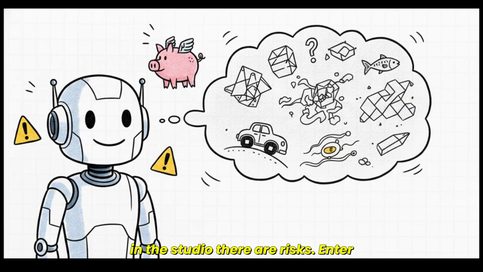However, even in the studio, there are risks. Enter H for hallucination. This happens when an AI model confidently generates incorrect or fabricated information. It's a critical danger in generative AI. The system can act highly confident, presenting you with beautiful, articulate language while being entirely wrong about the facts.